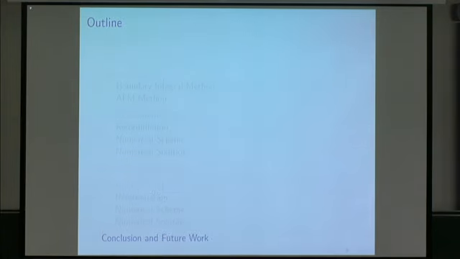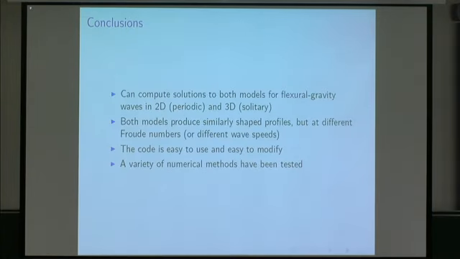All right, so I guess in the last couple of minutes, let's conclude. We can compute solutions to both models. In 2D and 3D, they produce similar shaped profiles for the different models, but at different Froude numbers or different wave speeds. The code is actually pretty easy to use and easy to modify. And we've been testing a variety of methods to make it faster.